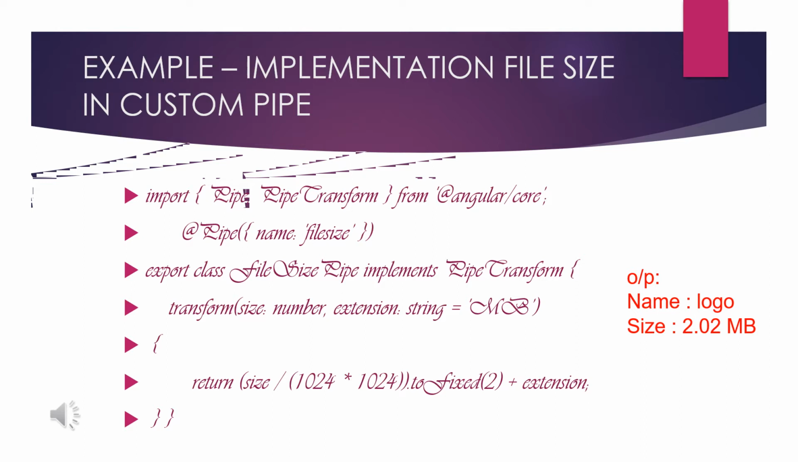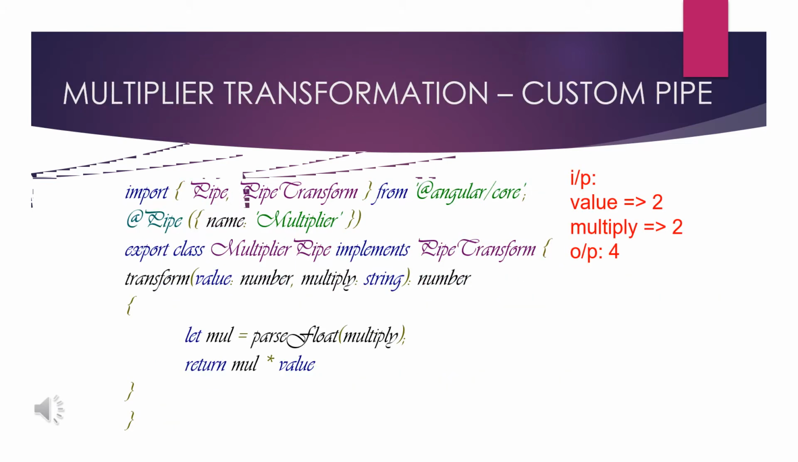For example, the file name here is logo.svg. That is given as the output in the side box, and the total size is 2120109. This will be divided by 1024 and by 1024, and that output is given with the extension MB.